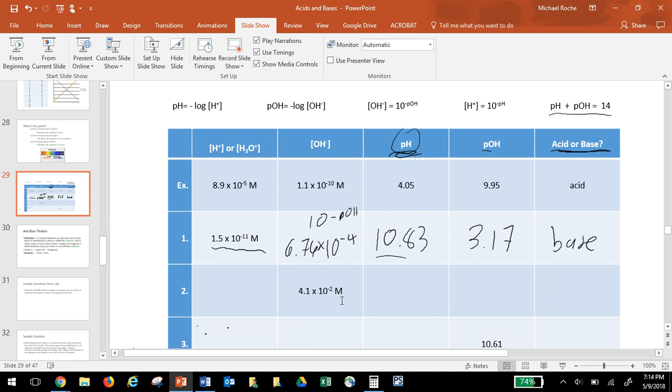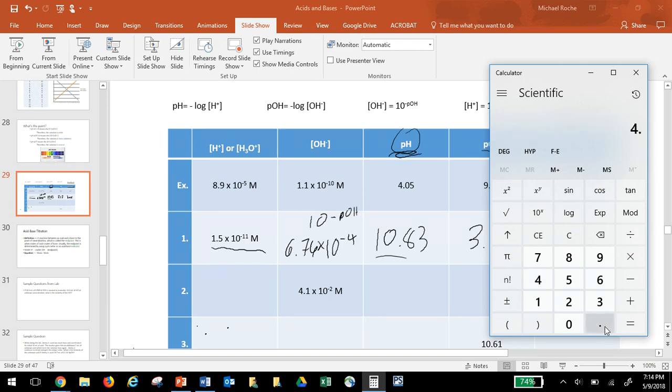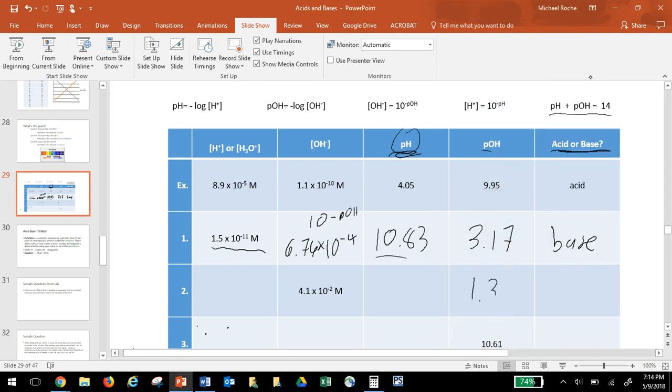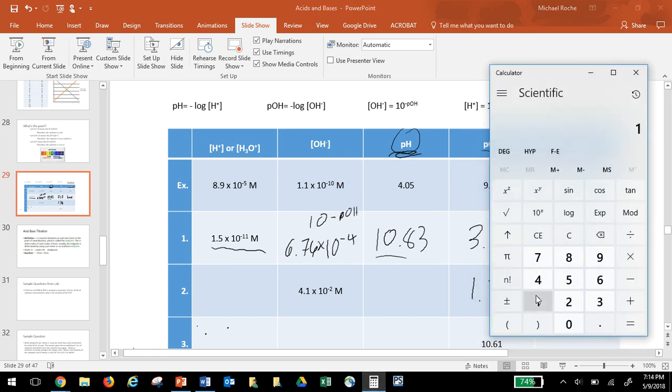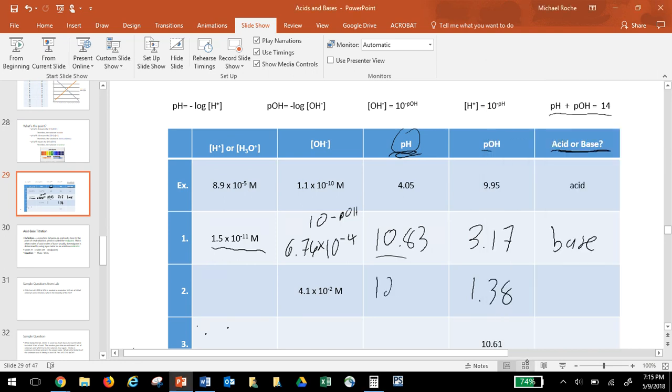So same thing here where we start with this one. The easiest thing to do first is to take the log of that. So you just take the log of 4.1 times 10 to the minus 2. And you get negative 1.38, which you want to make positive, or change the sign basically. 1.38 would be the pOH. Then to find the pH, that's just 14 minus 1.38, which will give us 12.62, and that's what this is going to be.